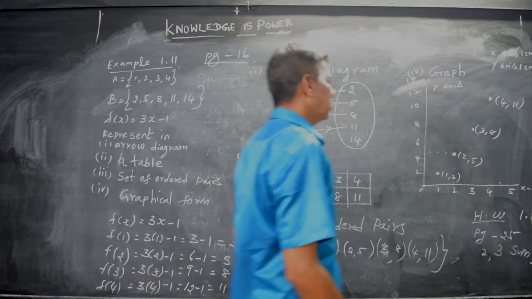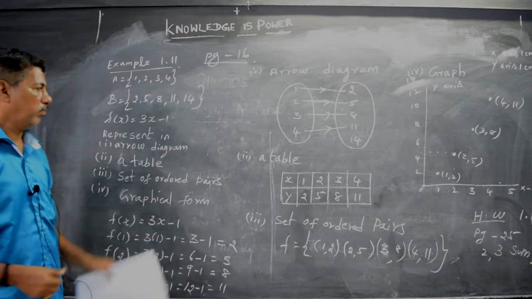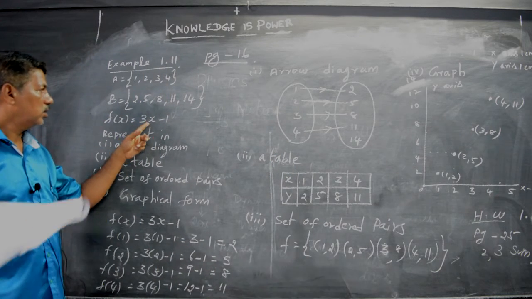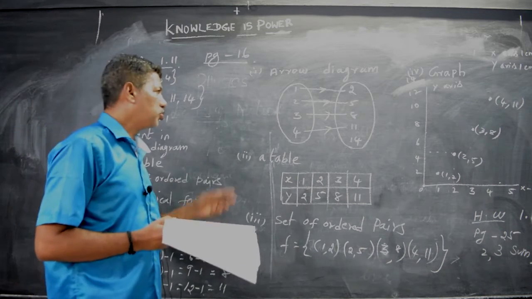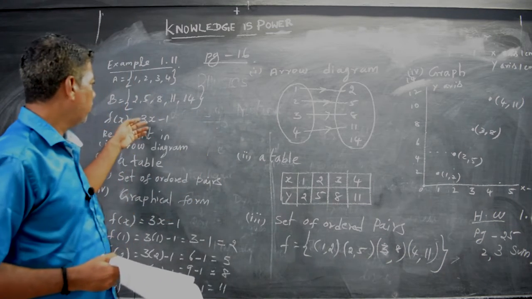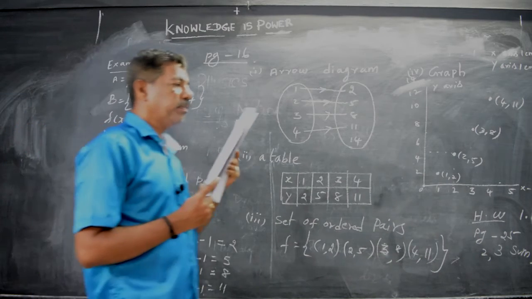Second and third sum will be related to this. Only this equation is changed. This equation is changed: x by 2 minus 1. You substitute a value, divide by 2, then subtract 1. So be careful.